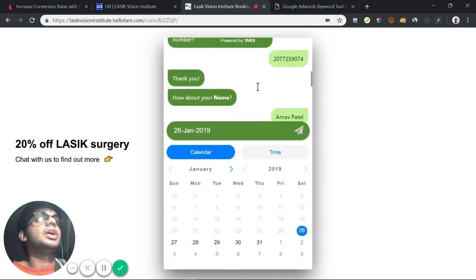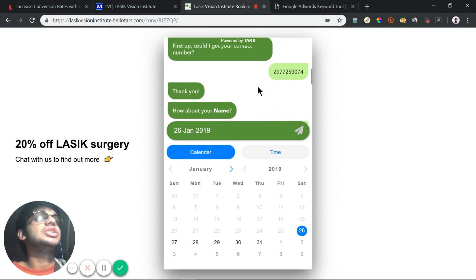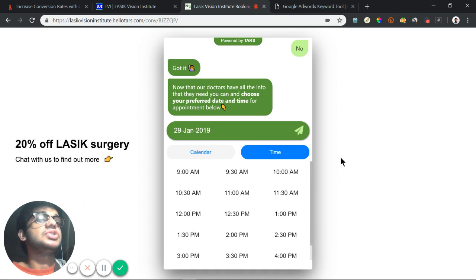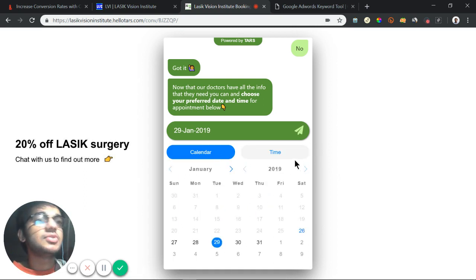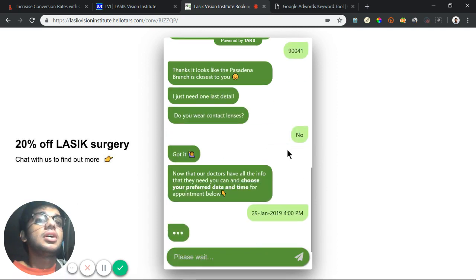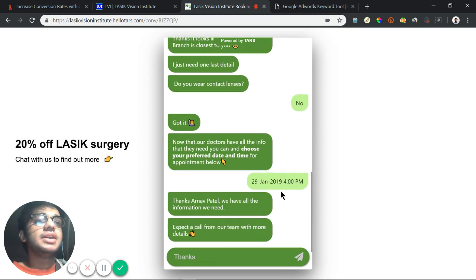So as you can see over here, I have generated a lead essentially by giving them my information, and it's now giving me the option of scheduling an appointment. So let's say, what date did I choose? The 29th. Yeah, 29th seems reasonable. And let's go with 4 p.m. And hit send. And that is pretty much it, I think.